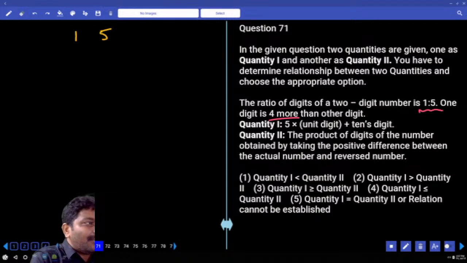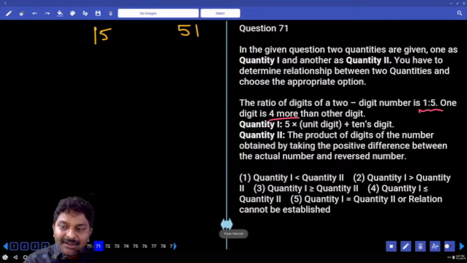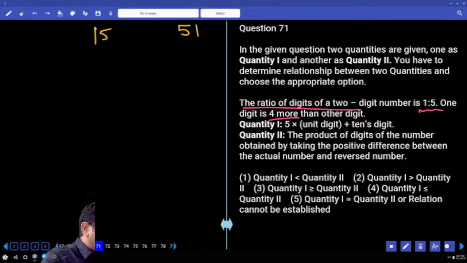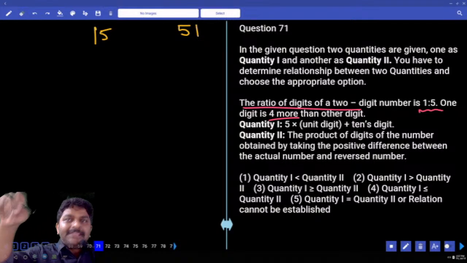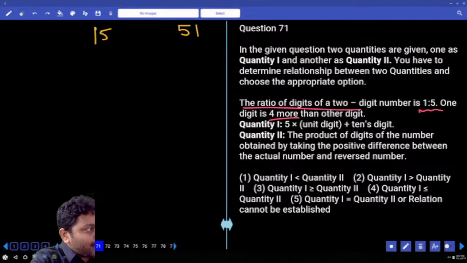So what is the 2-digit number then? It may be 15 or it may be 51. Understood? They said the ratio of digits of a 2-digit number, but they did not mention the place value. Tens place, units place, there is no order. So you can take 1 in the tens place as well, or 1 in the units place. So there are 2 possibilities: one is 15, the other is 51.